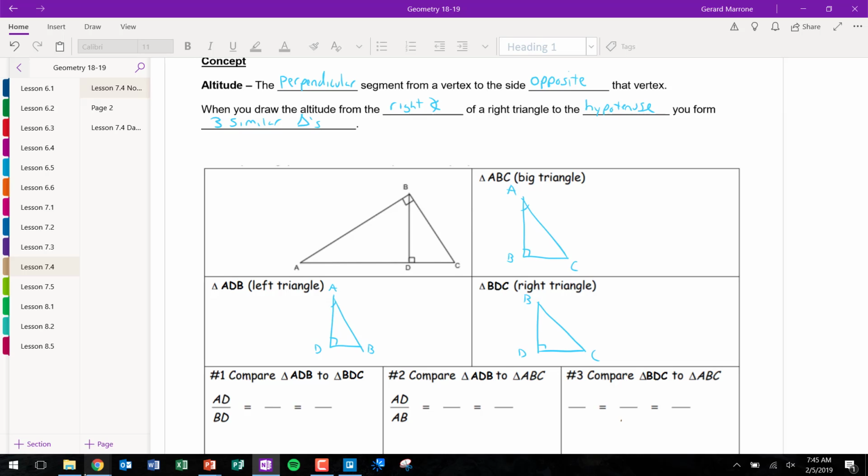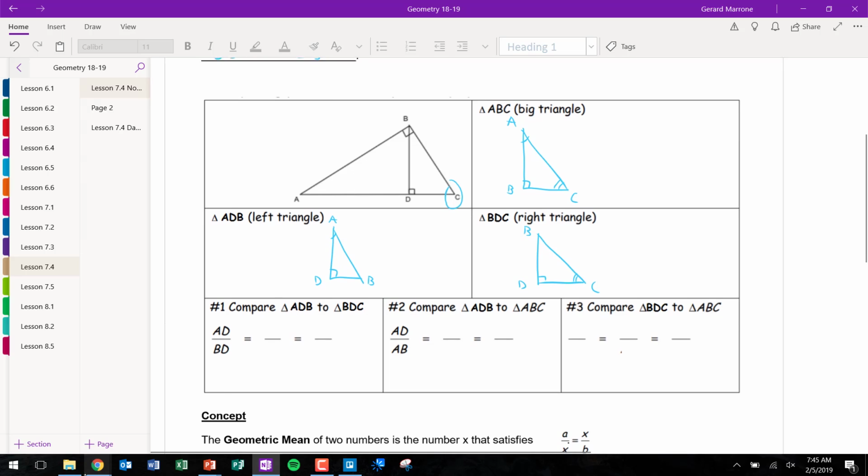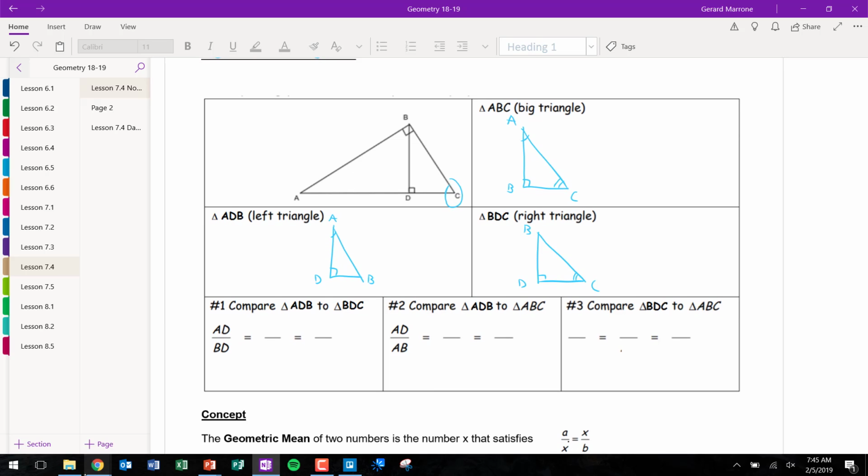And then if we look at the big triangle and my right-hand triangle, they both share angle C. So this angle here and this angle here are going to be congruent, so we have similarity there as well, all by angle. And so what it allows us to do, if we think back on similarity in triangles, the angles will be congruent and the sides will be proportional. So if we compare ADB, the left-hand triangle, to BDC, the right-hand triangle, noticing here that they both have angle B, these little two triangles are going to be similar as well.